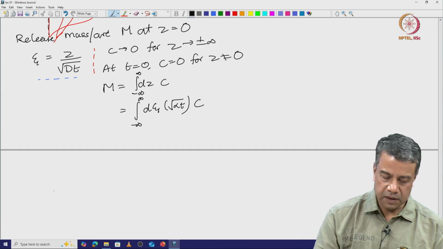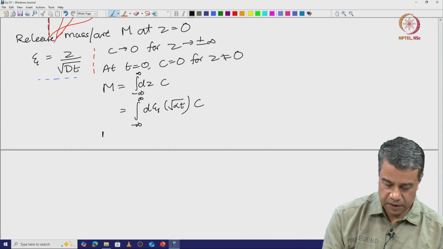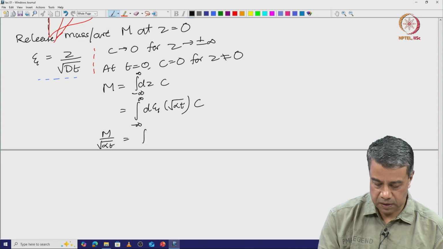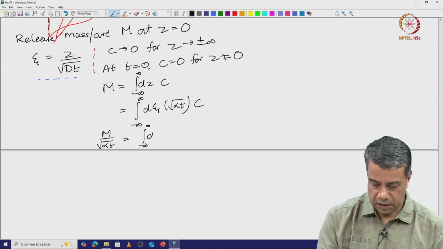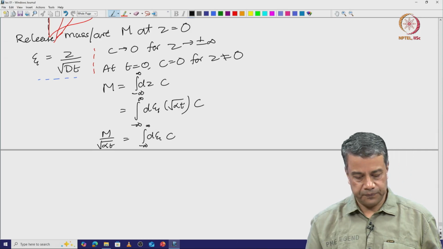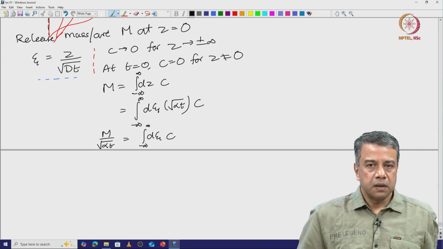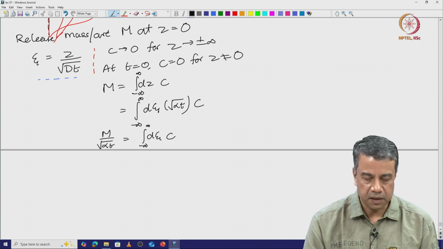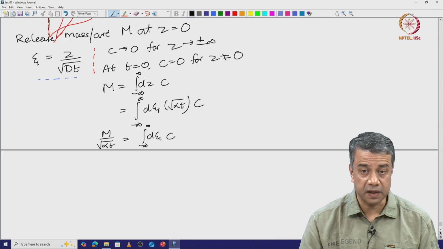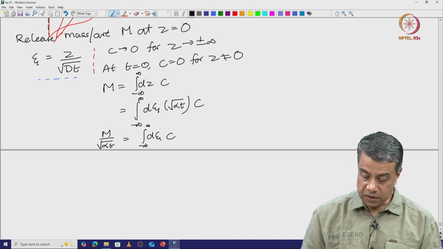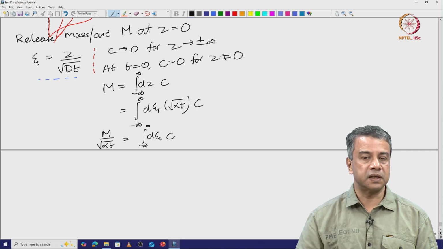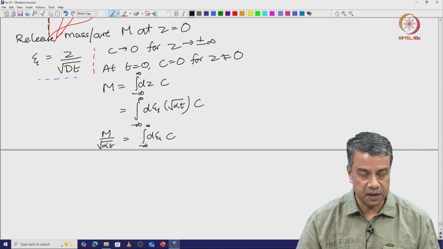So, I can divide throughout by root alpha t, and I will get m by root alpha t is equal to integral minus infinity to infinity d psi times C. What do I scale the concentration by? At initial time the concentration is infinite at z equal to 0, because I have released a finite amount of mass per unit area within an infinitesimal interval.